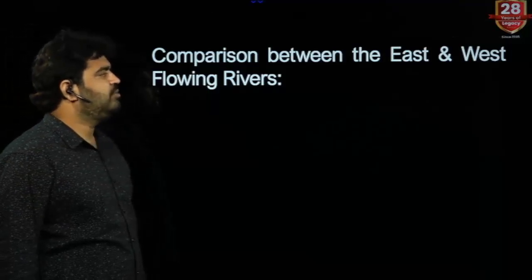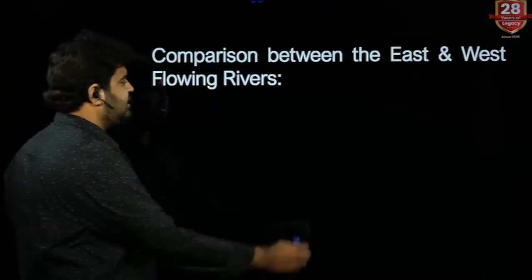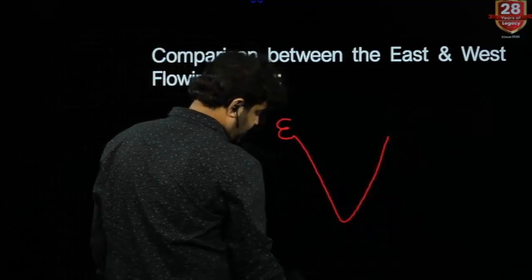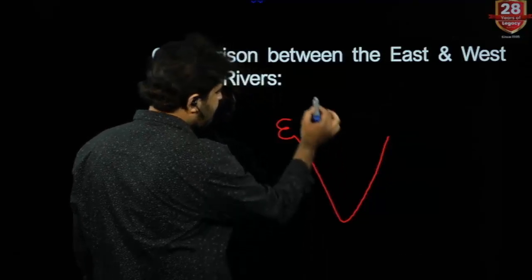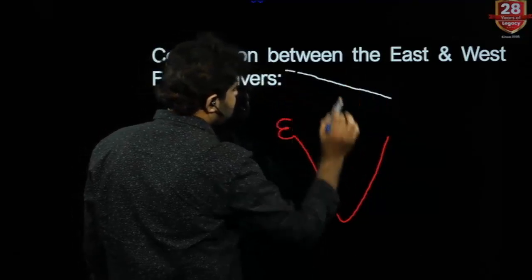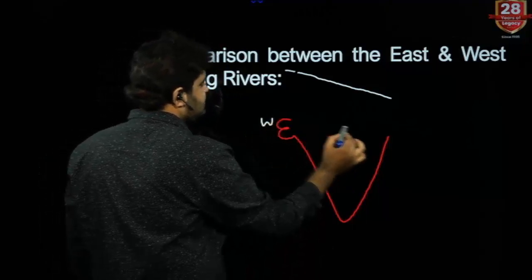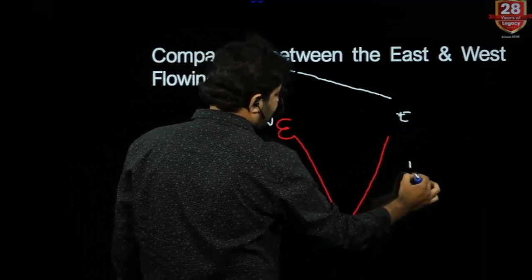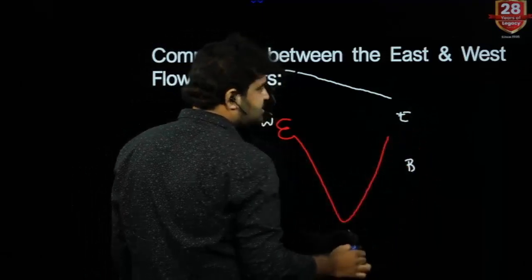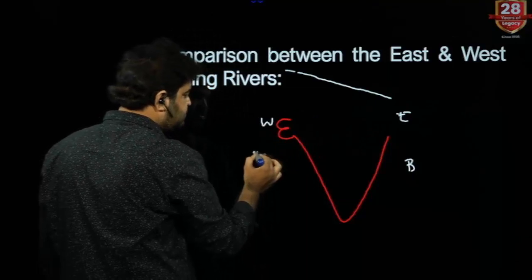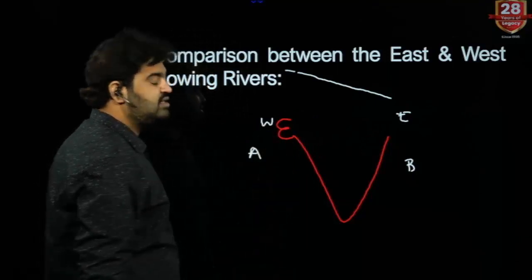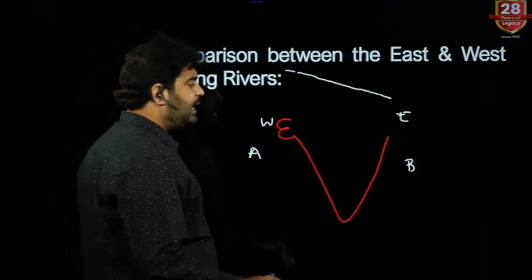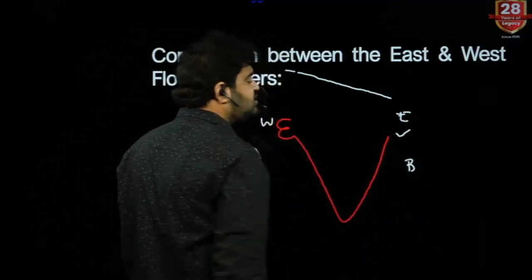Now, a comparison between east and west flowing rivers. Let's understand these. This is the peninsular part we have. These are the Himalayas. So this is the western part, this is the eastern part. The rivers which merge in the Bay of Bengal are known as east flowing rivers. The rivers which merge in the Arabian Sea are known as west flowing rivers. In India, the majority of the rivers are east flowing rivers.